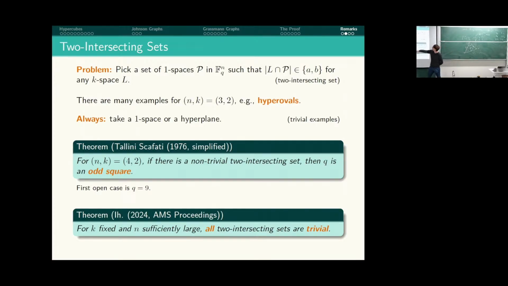And you know for n equals 4 and k equals 2, or any larger n and k equals 2, this can only exist if q is an odd square. So the smallest case is q equals 9. And this is a problem open for over 50 years, I guess, given that we have now 2026. And at least you can show that for large enough n, these do not exist.